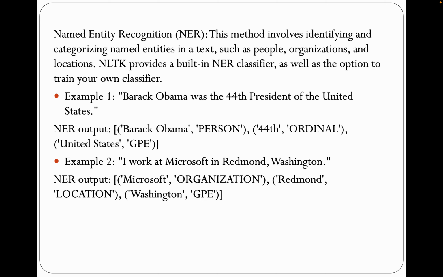So the named entity recognition output would be: Barack Obama, he's a person. And the 44th, it is an ordinal which is used for ordinal numbers. And United States is used for geopolitical entities, GPE tagger.